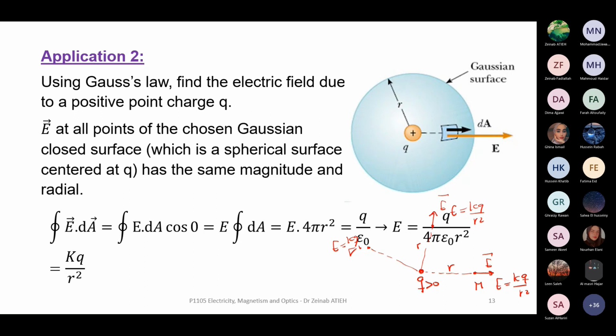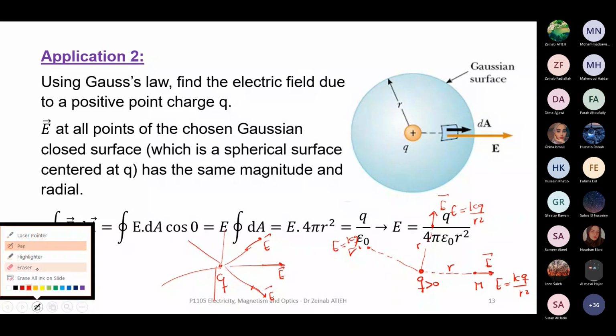Its shape is radial. Why? Because remember, if I draw the lines of field of Q, the electric field is always directed away from Q, radially outward. So this is E. Okay, so this is a discussion of what we can do. So let me erase.